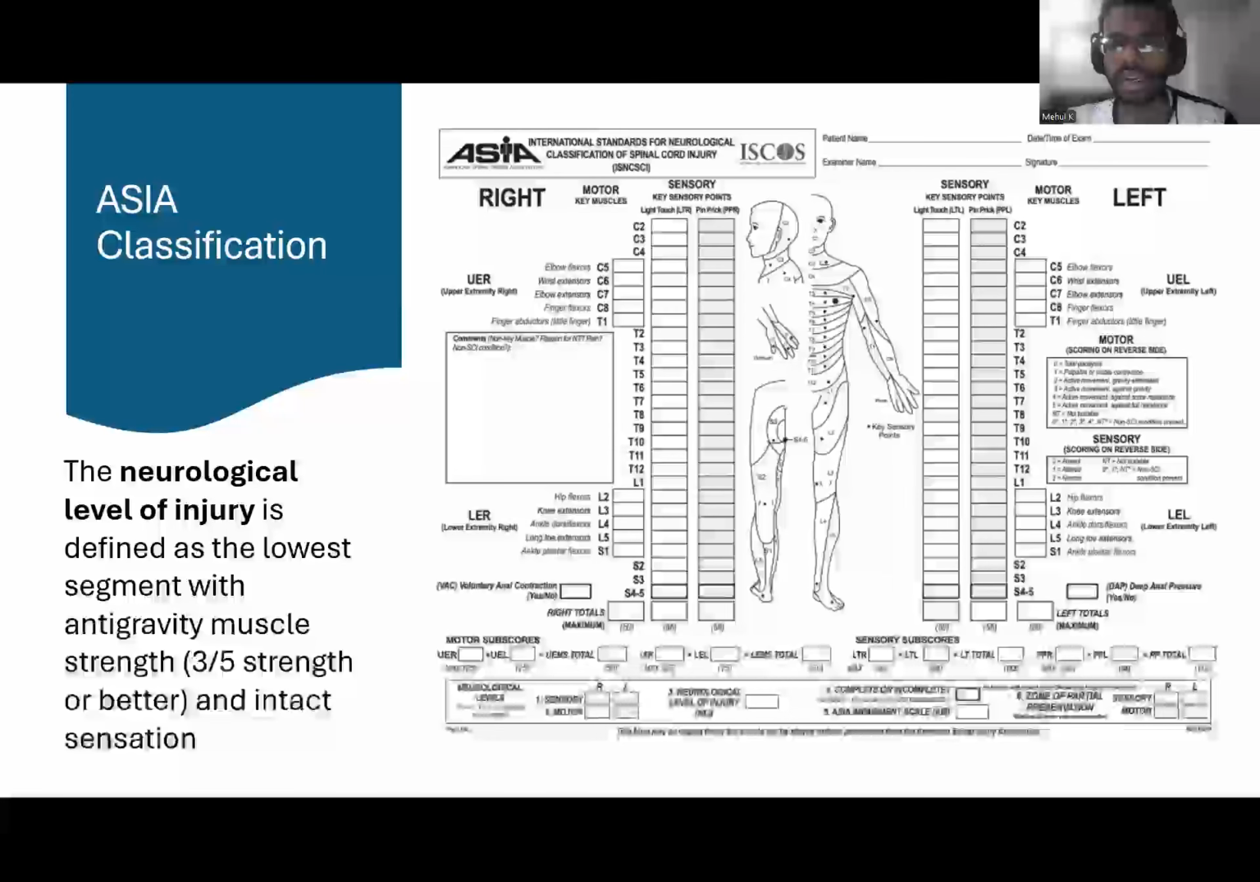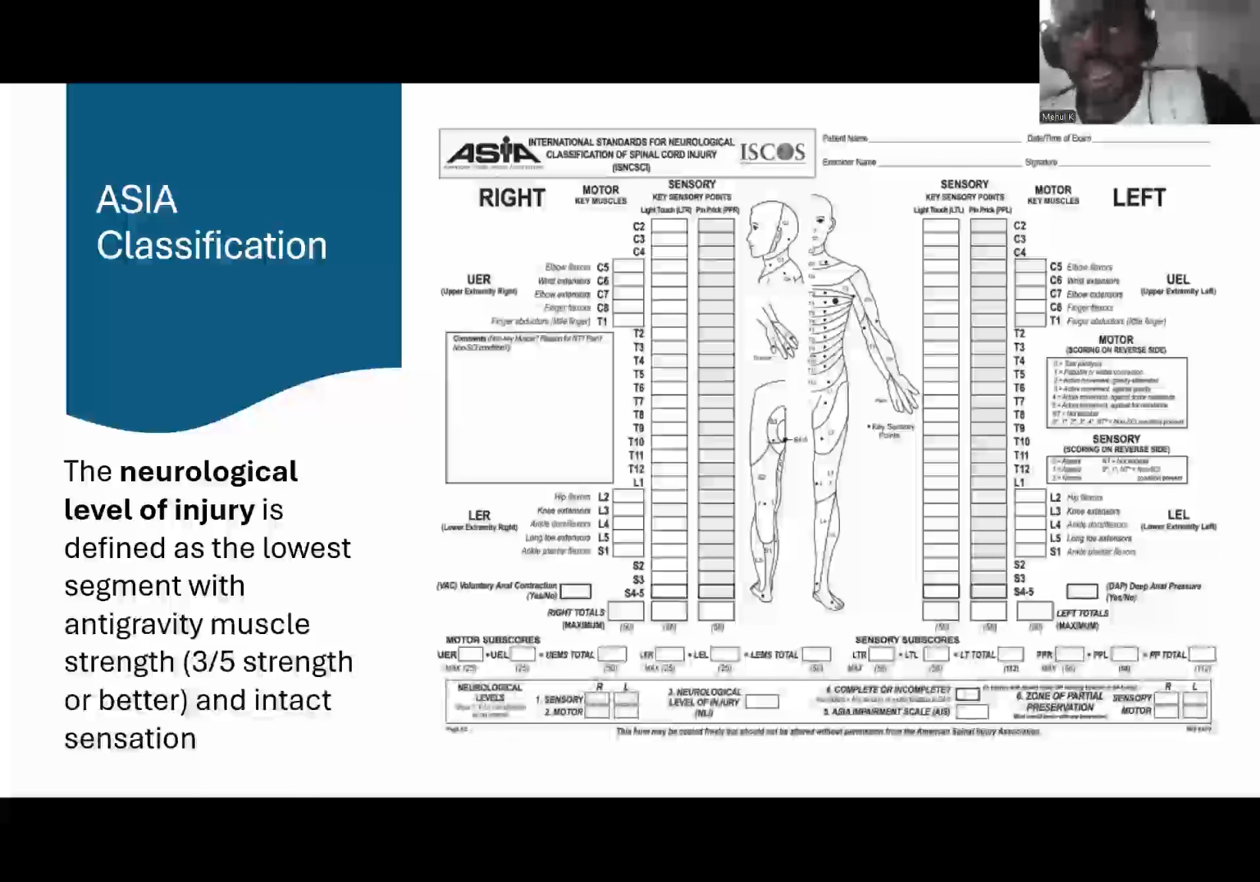For the lower limb, it is L2 to S1. So hip flexion is L2, knee extension is L3, ankle dorsiflexion is L4, big toe extension is L5, and ankle plantar flexion is S1. So again, you're going to be documenting the muscle power grade of each one of these.